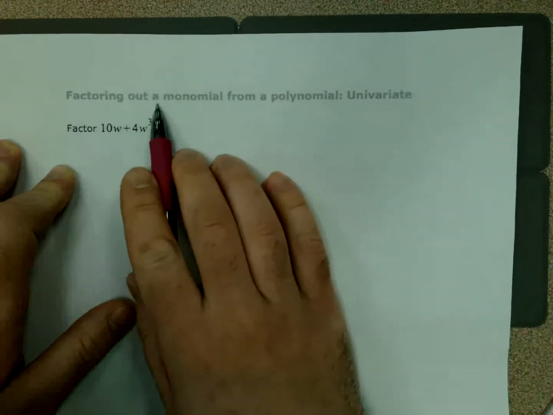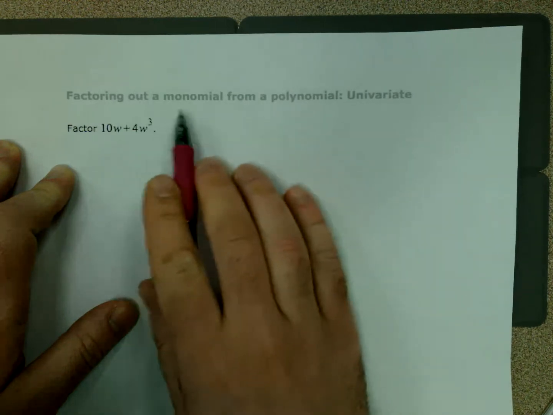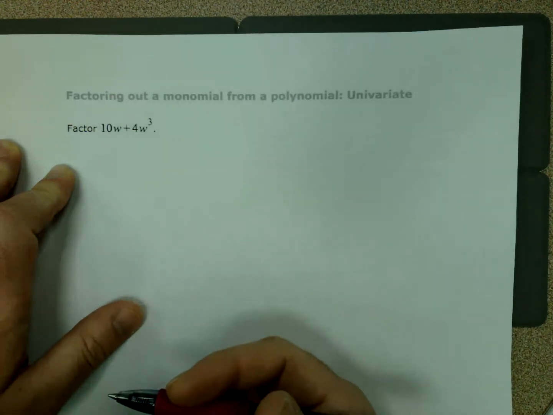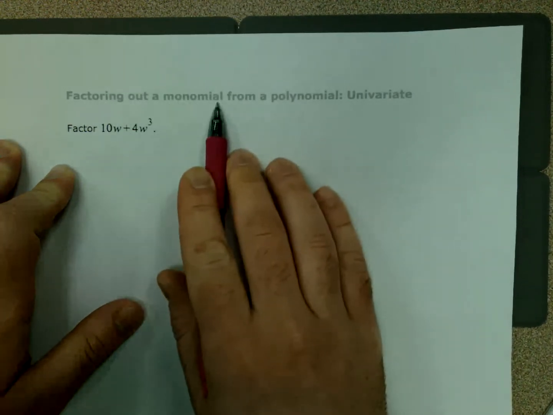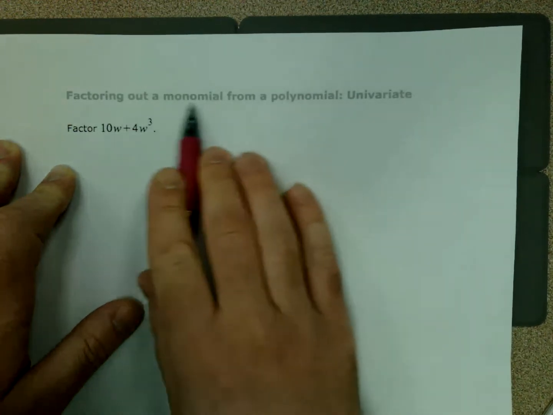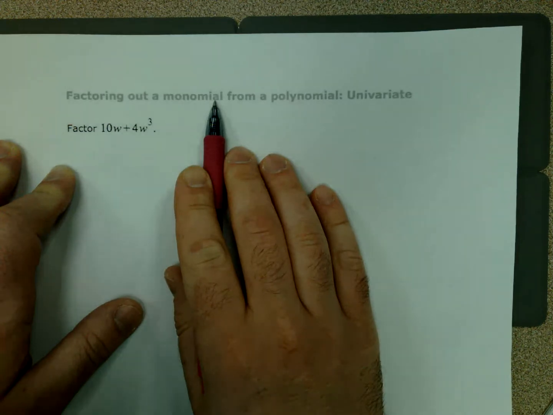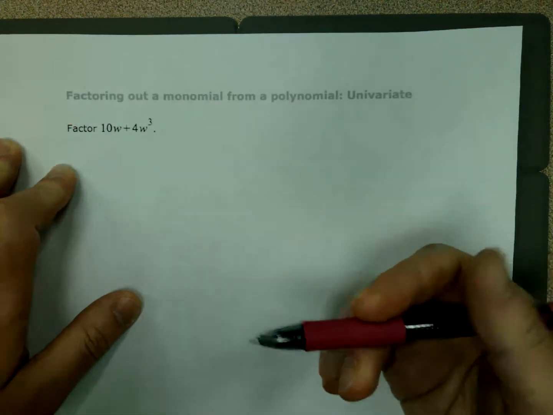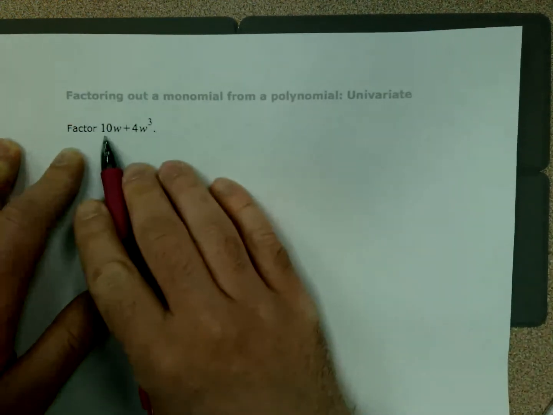The only thing that differs factoring out a monomial from factoring out a normal greatest common factor is that a monomial honestly doesn't mean a whole lot different, except it's specifically telling us there might be variables involved, is what they're trying to imply here. So looking at this, we'll do it separately.